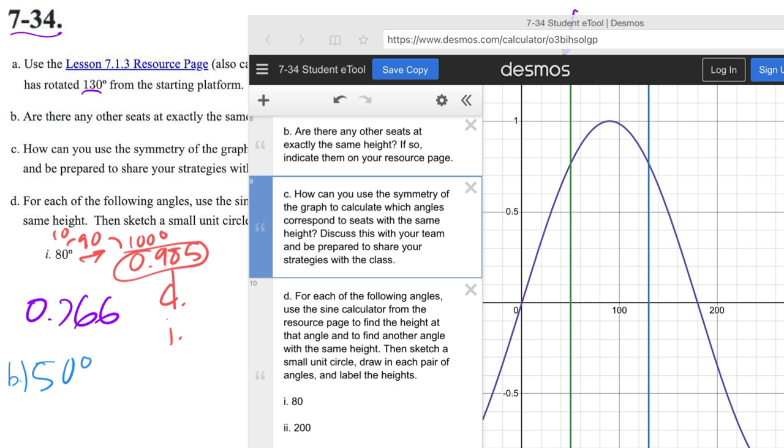So that's that height. So if I'm drawing my unit circle, I'm going to have one of these that's going to be at 80 degrees like this, and it's got that height of 0.985. I'm going to have my second one over here, and it's also going to have that same height. This is at angle 100. This is at angle 80. So that's really what they're trying to get you to see there.